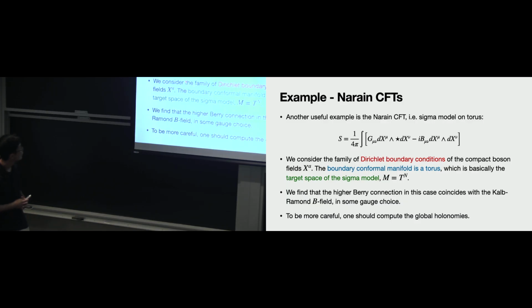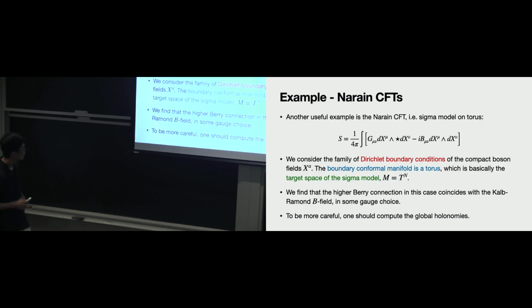Okay, so another example we can consider is the Narain CFT, where we have a collection of compact boson fields, X mu. And here we can consider the family of Dirichlet boundary conditions for these compact boson fields. Let's say I have n compact bosons, then this family of Dirichlet boundary conditions will form a conformal manifold, which is an n-dimensional torus. And in this case, we find that at least in some choice of the gauge, the higher Berry connection that we obtain simply coincides with the Kalb-Ramond B field B mu nu that enters into the Lagrangian.